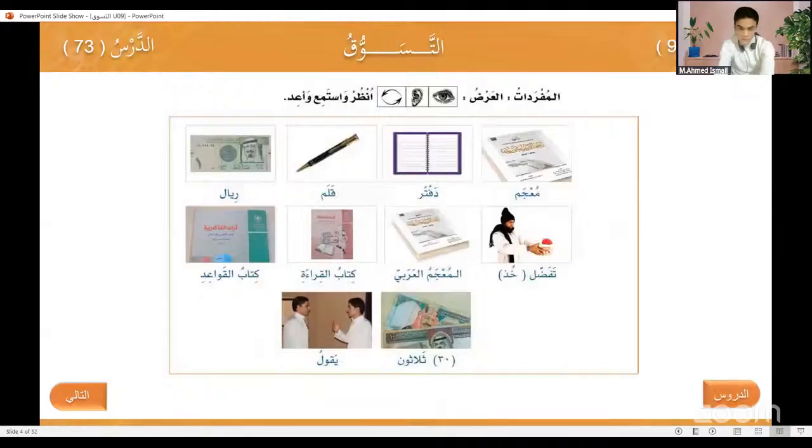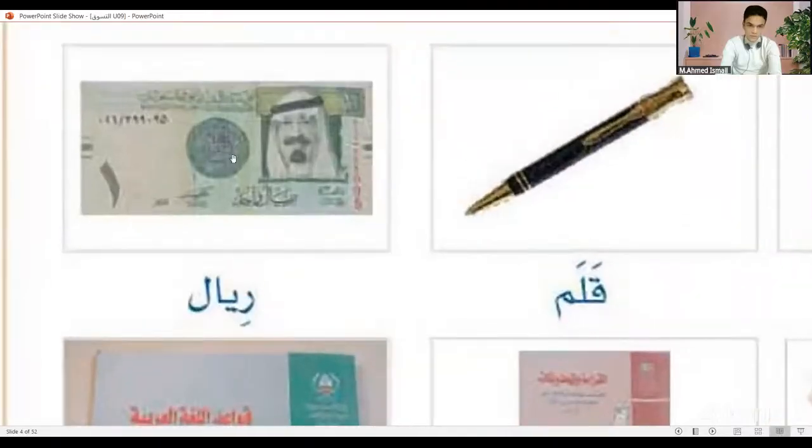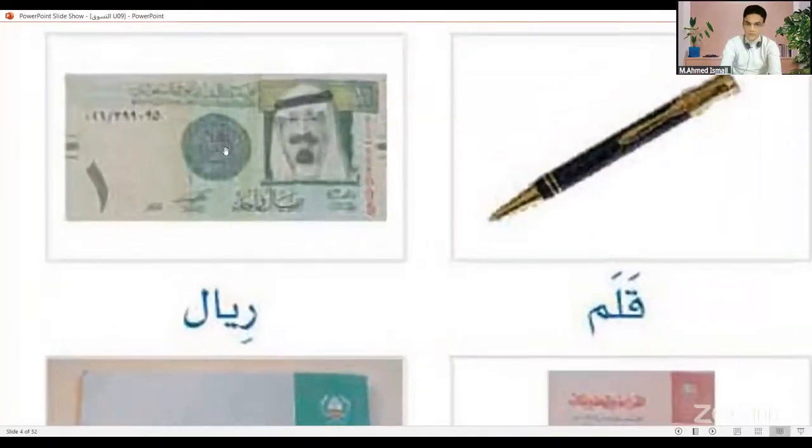الكتاب. Here we have the new words. You have معجم, dictionary. دفتر, it's like notebook. قلم, it's pen. And ريال, it's the ريال. Do you see this ريال? I don't know which country this is. I think it's Saudi Arabia. Yeah, it's Saudi Arabia, ريال.